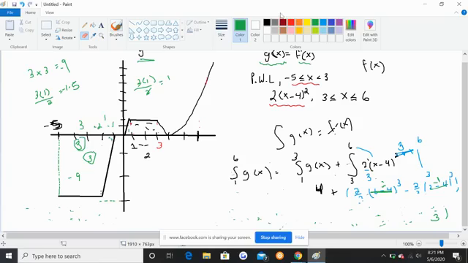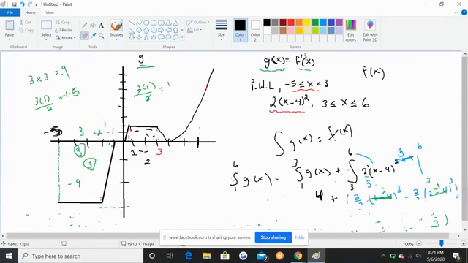Okay, so if f is increasing, we know that, again, g of x is equal to the graph of f prime of x, right? So we know that when f of x is increasing, then this means f prime of x is greater than 0, right? And this is our graph.